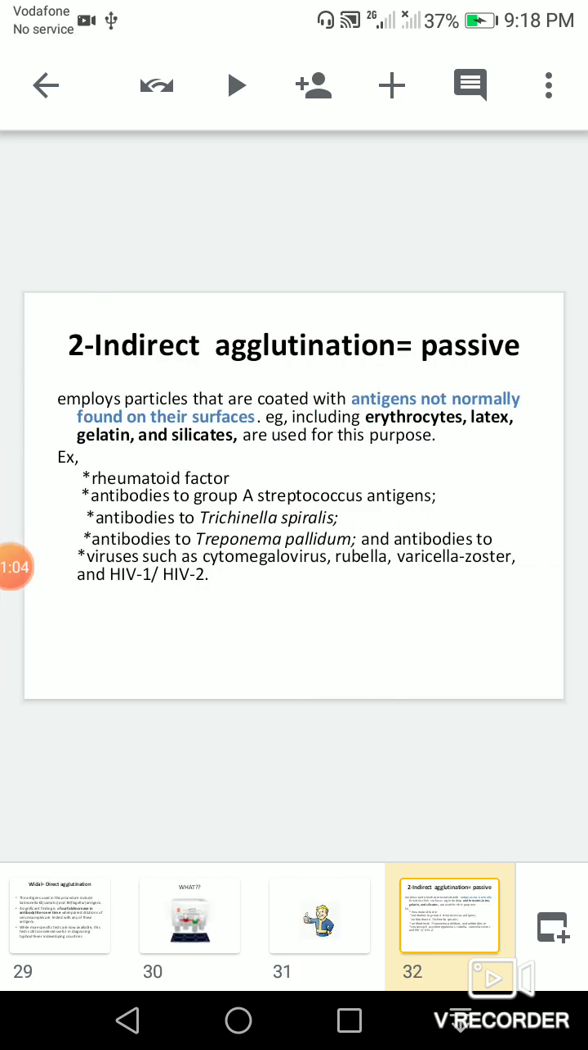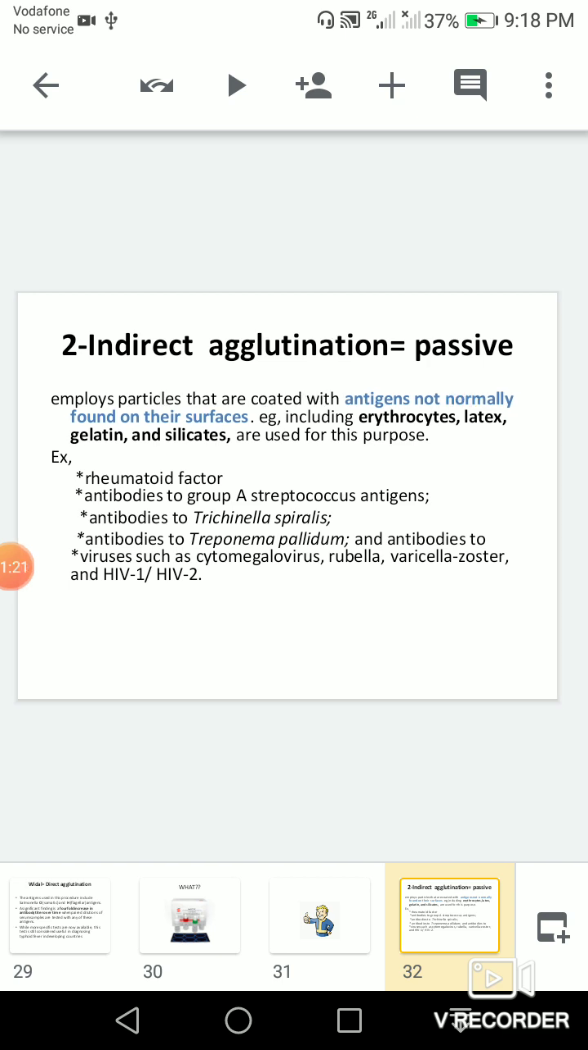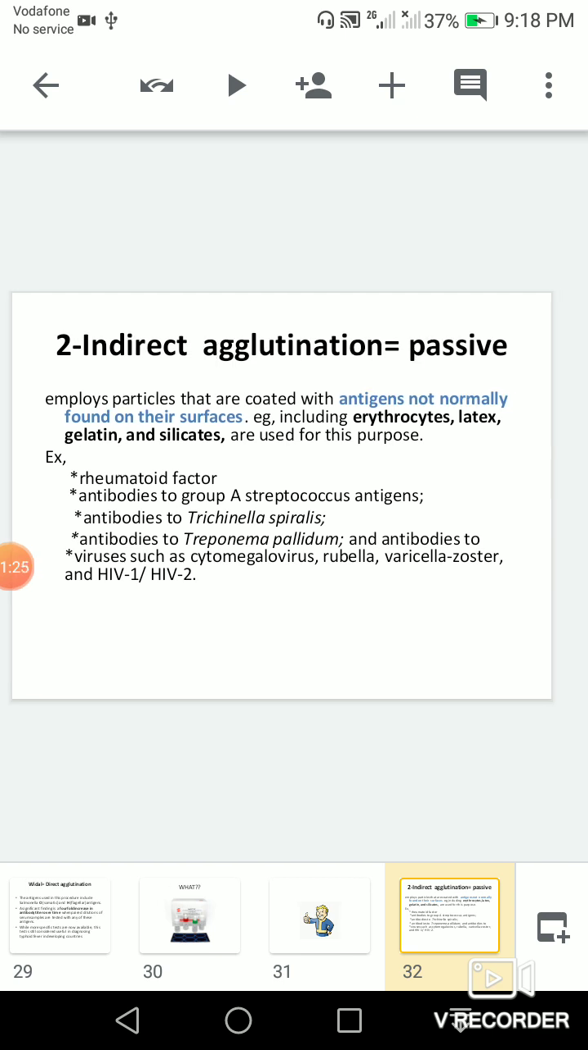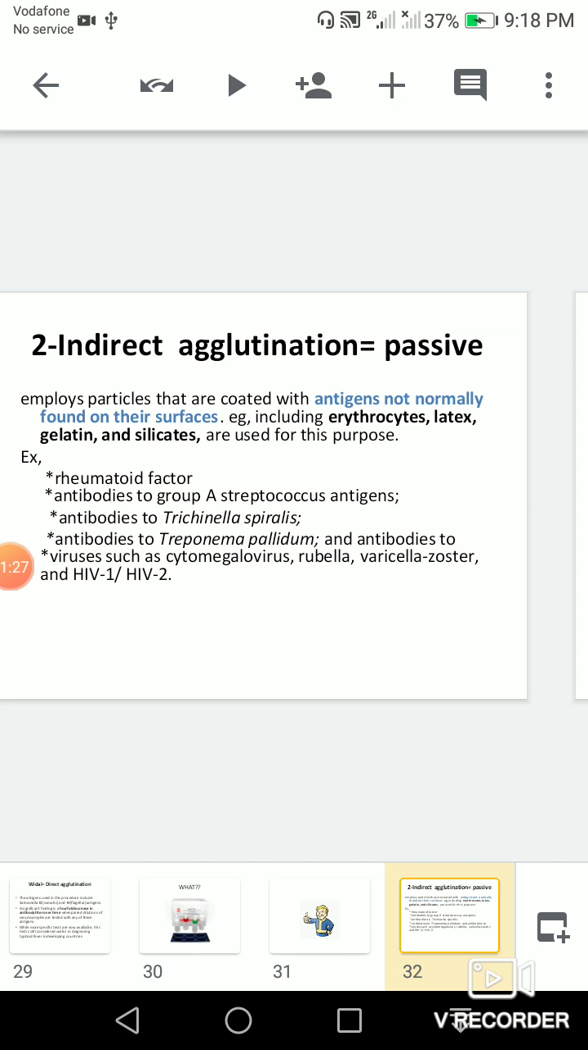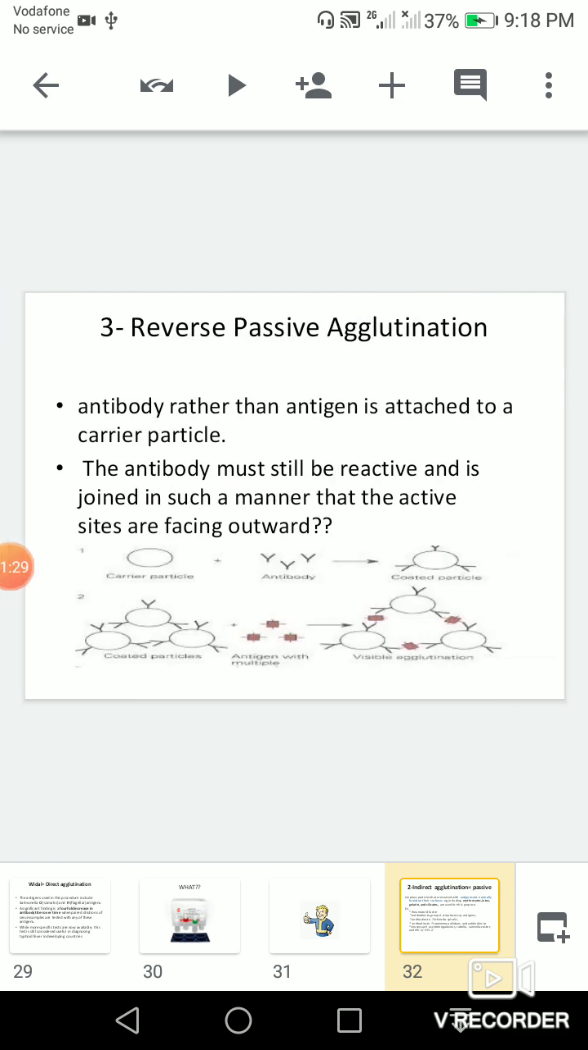What about the indirect agglutination, or the passive agglutination? Here the antigen is not normally found on the cell surface. For example, erythrocytes, latex, gelatin, or silica are used for this purpose. Examples include rheumatoid factor, measuring the antibodies to Streptococcus A, antibodies to Trichinella spiralis, antibodies to Treponema pallidum, and HIV antibodies also.